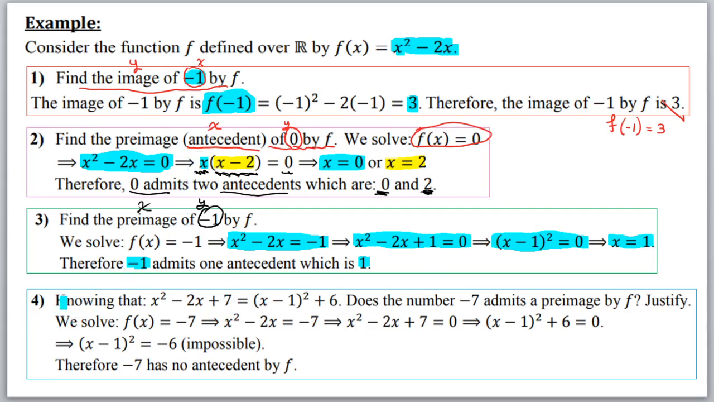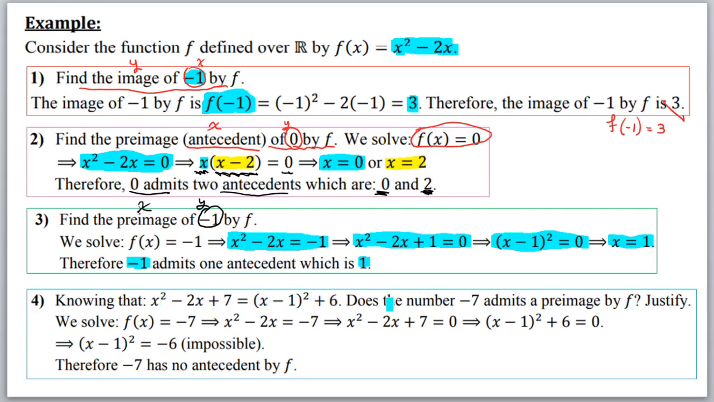Knowing that x squared minus 2x plus 7 equal x minus 1 squared plus 6. Okay, does the number minus 7 admit a preimage by f? Now here he is giving me a condition, this is information he gave me.